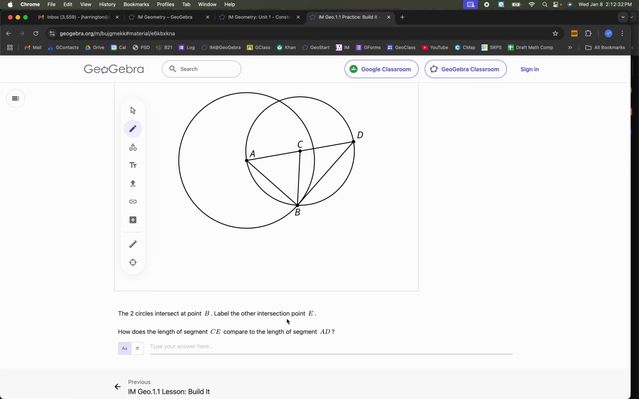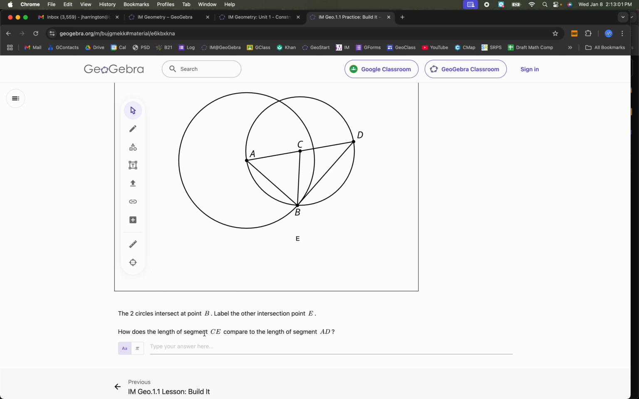Label the other intersection point E. So where's the other place that these two circles cross? Well, they cross here and one other spot. Where is that? And where do we label it? How do we label it? Well, we would label it with this, right? The text tool. And you just go like this and you go E, and then you can use the move tool here, and you can move this wherever you need it to be. Okay?